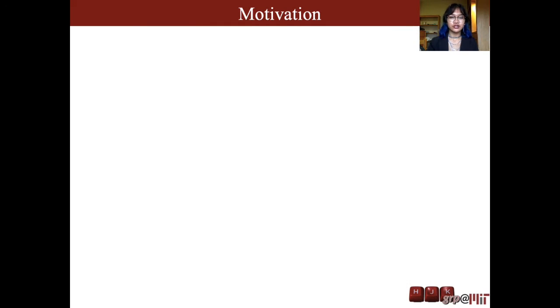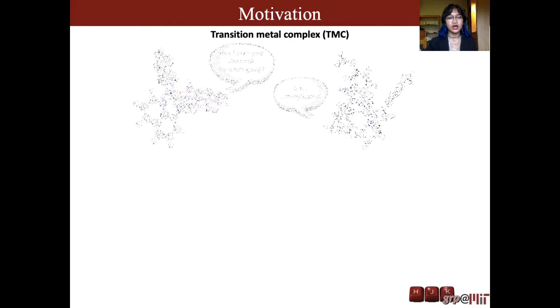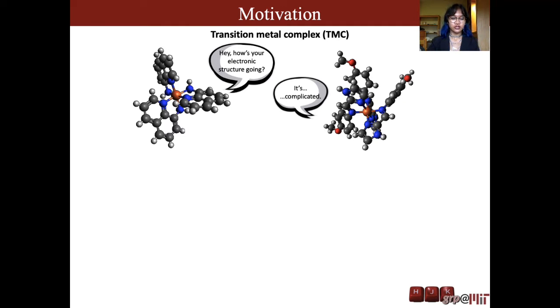A transition metal complex, or a TMC, is basically just a molecular system with a transition metal in it, but this can also make studying the electronic structure of this system a little bit more complicated. However, it can also motivate improving the computational tools that are available to study the electronic structure of these systems.